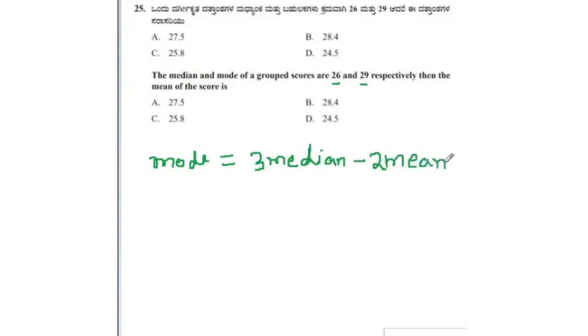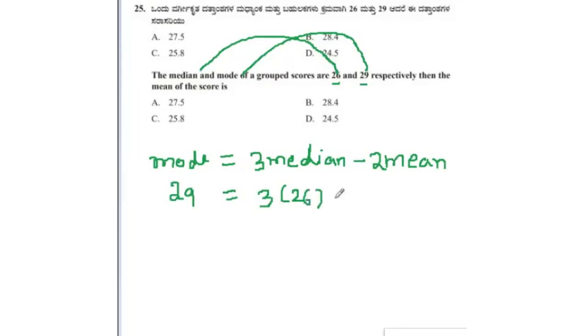And we just replace the values in the formula. Median is given as 26 and mode is given as 29. So I'm replacing mode with 29, and 3 median as 3 into 26, minus 2 mean. I don't know the value of mean, and that is what they're asking us to find in the question. 29 is equal to 26 times 3, which is 78, minus 2 mean.